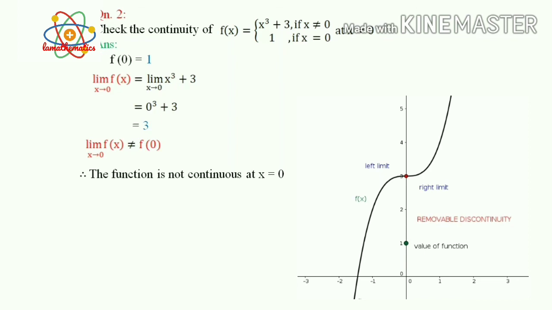The important point is that for x less than 0, the function is a polynomial and it is a continuous function. For x greater than 0 also, the function is a polynomial and it is continuous. Hence, we can conclude that this is a continuous function except at 0 only.